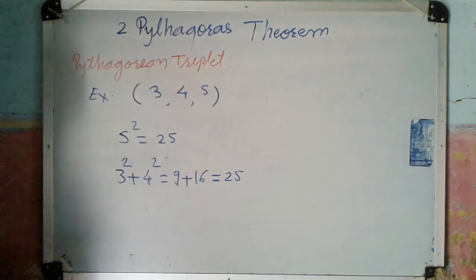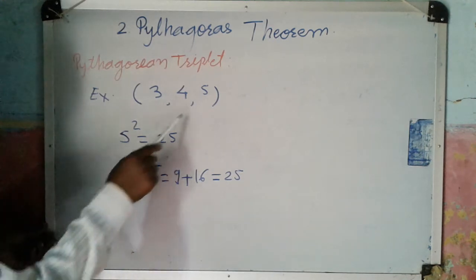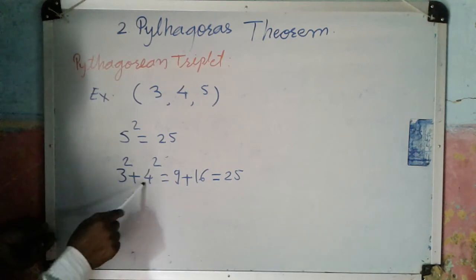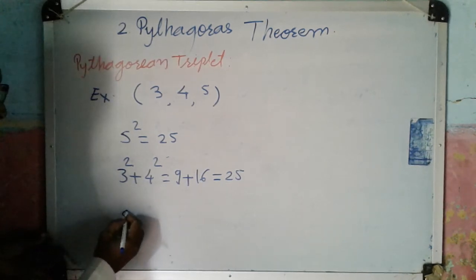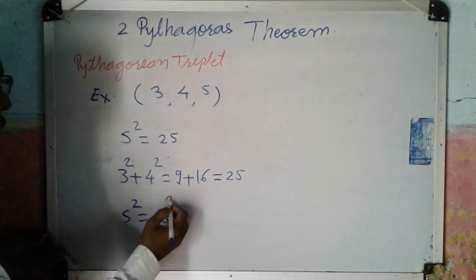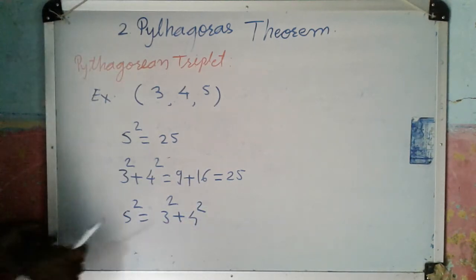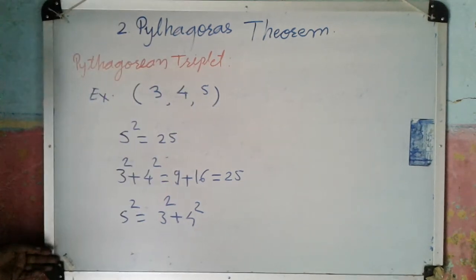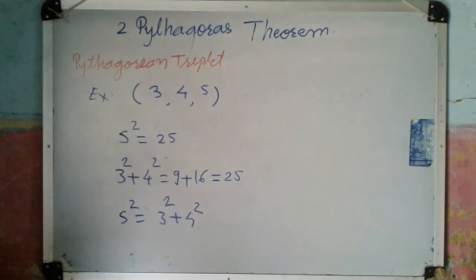That means here in this triplet, or in this group of three numbers, the square of larger number is equal to the sum of the squares of remaining two numbers. That means here 5 square is equal to 3 square plus 4 square. Therefore, these three numbers are called Pythagorean triplet.